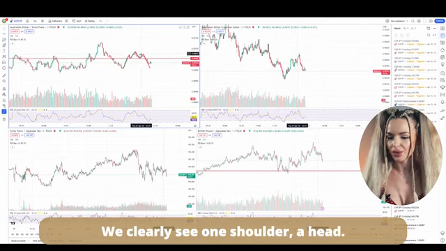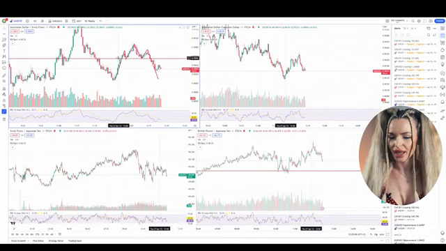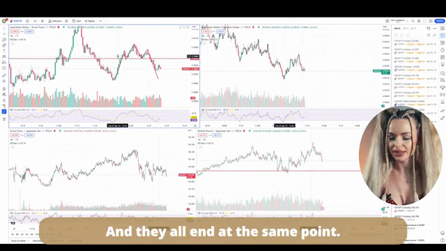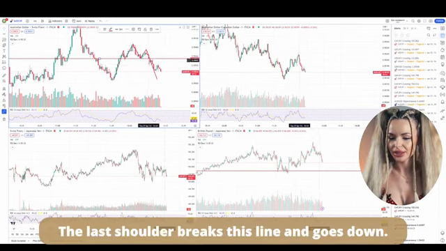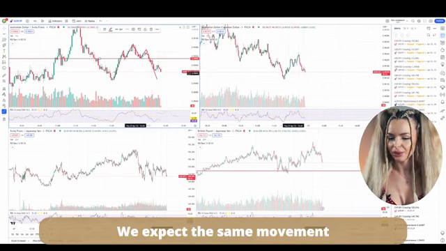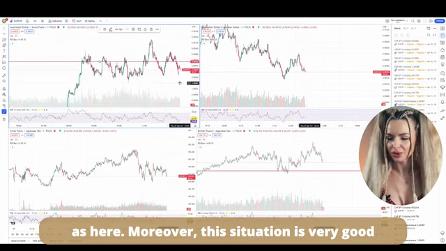We clearly see one shoulder ahead, the second shoulder, and they all end at the same point. This is how we see one line that everyone touches. The last shoulder breaks this line and goes down. We expect the same movement as here. Moreover, the situation is very good for us.